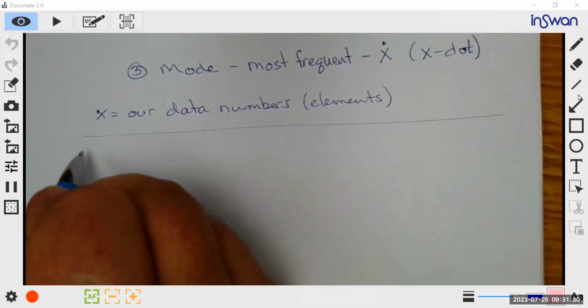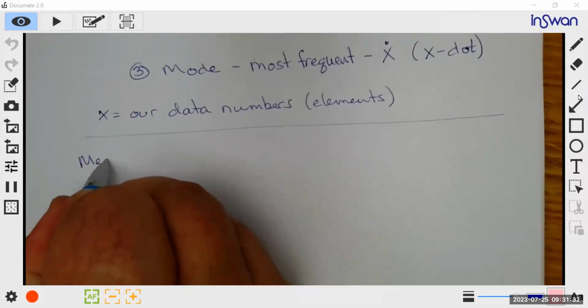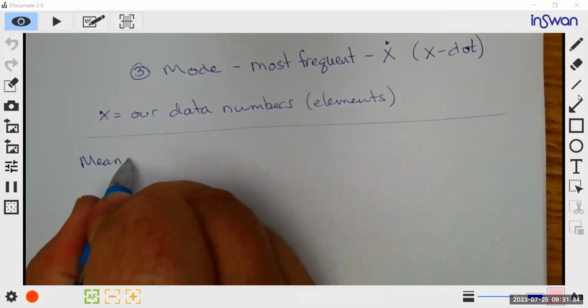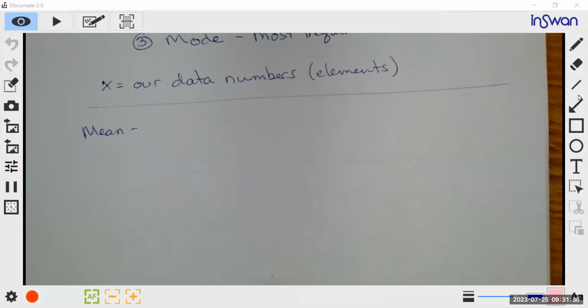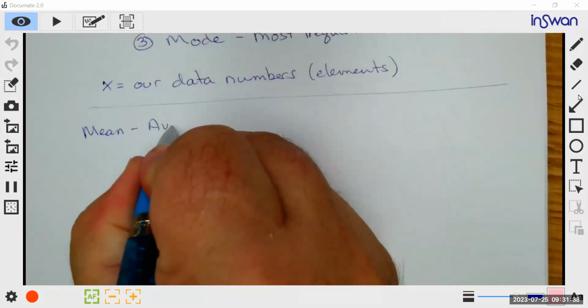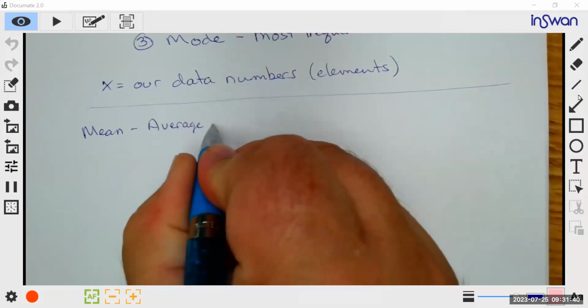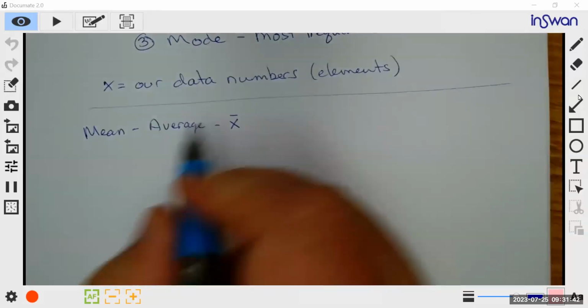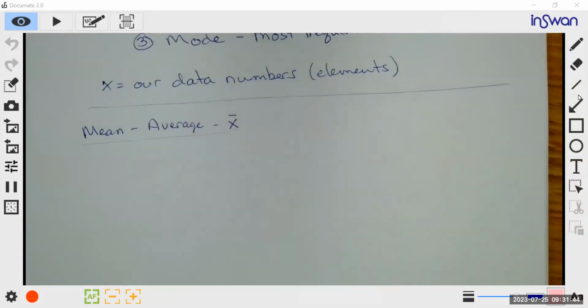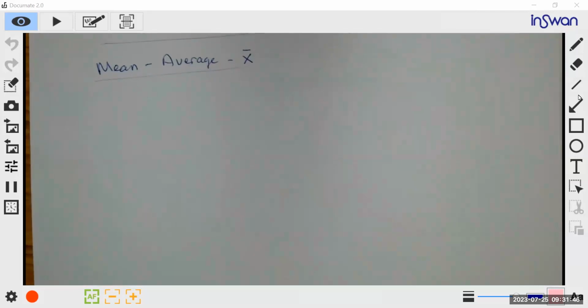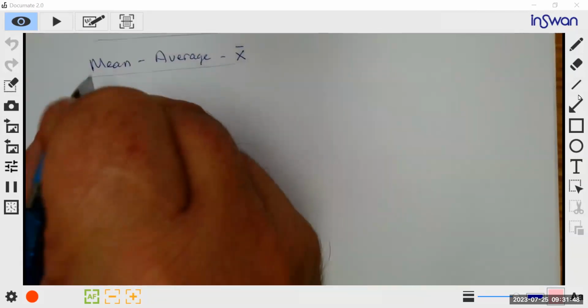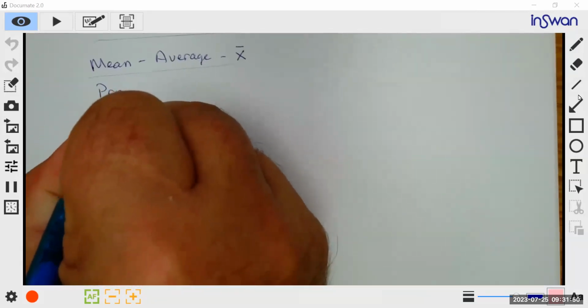All right, let's look at them one by one. Let's look at the mean. Again, it's the average, X bar. I can use any one of these names when I want to talk about this thing. Let's look at the properties first.